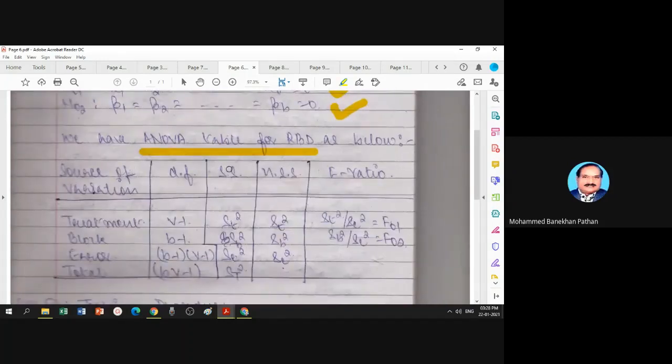This is the layout which is common to CRD. Column number 1, source of variations. That means when you conduct the experiment, your data is not steady, it has a variation. Sometimes yield goes up, sometimes it comes down. Due to so many factors, we divide all these factors in two categories: assignable factors and chance factors.